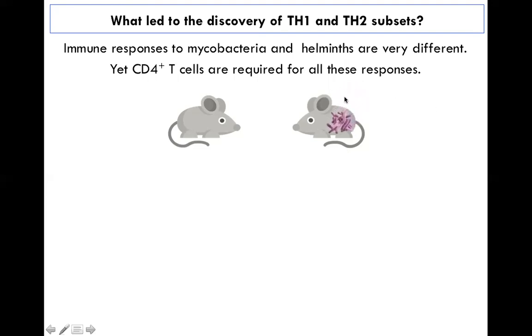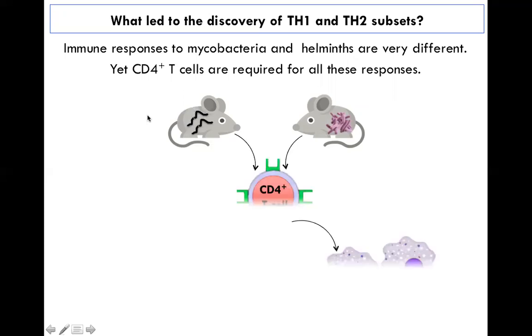Now let's see, if foreign pathogens enter the body, for example in mice, one is mycobacteria, and another kind of pathogen is parasites, in this case helminths. In both cases the CD4 T cells give a response, but how they give the response is important to understand.